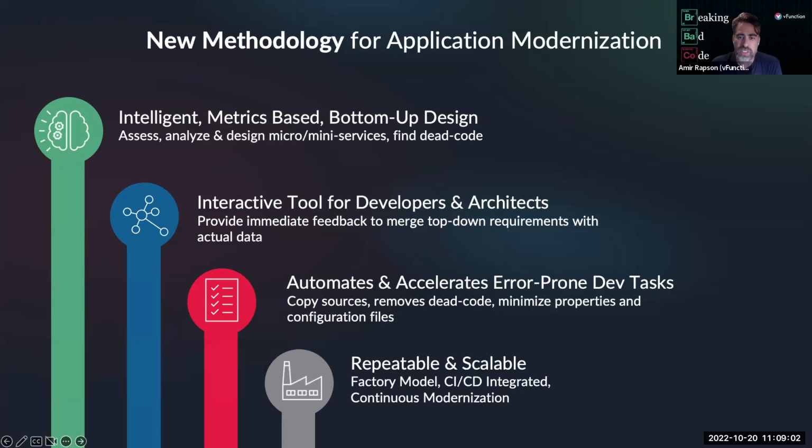So here comes vFunction. That's why we built vFunction. It's really to tackle this problem of the growing gap between enterprise reality and the ability to let enterprises innovate with new innovation that comes from the cloud. So vFunction is an intelligent, metrics-based, bottom-up design platform. It uses AI and machine learning in order to assess and analyze and design your microservices or mini services architecture, and to find dead code and dead dependencies within your application.